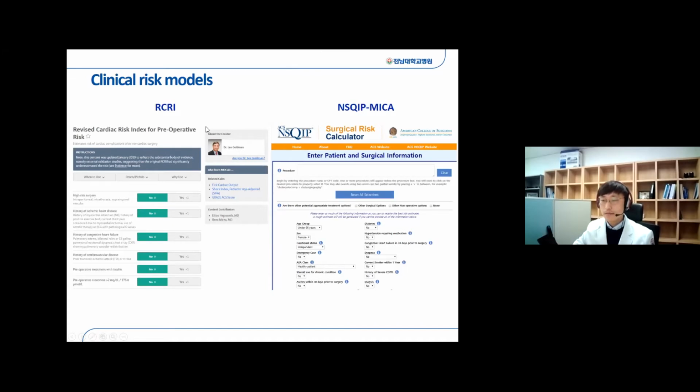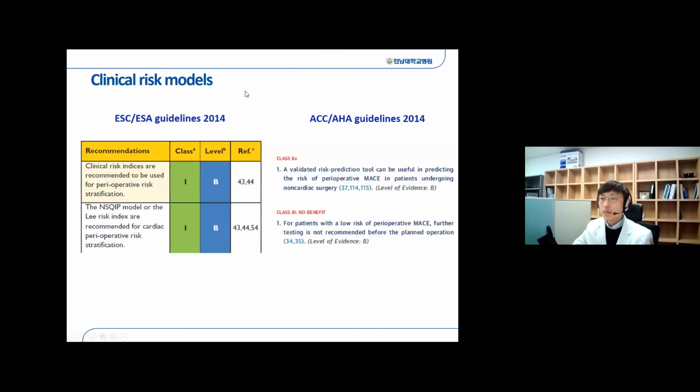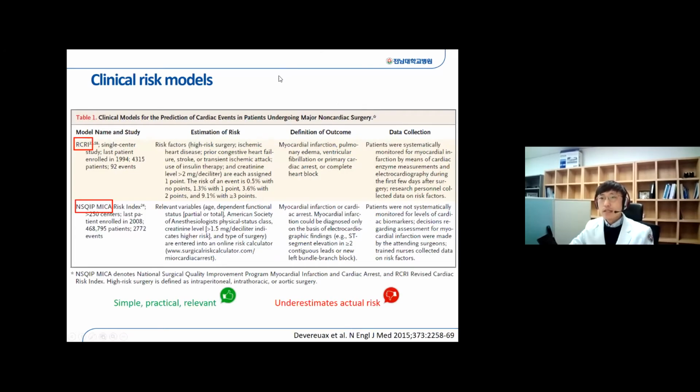which are quite easily utilizable. Both the European and American guidelines recommend using these types of risk calculations in patients undergoing non-cardiac operations. These clinical risk models are quite simple, practical, and relevant, and very easy to use with readily available clinical markers, but they tend to underestimate the actual risk in patients undergoing high-risk surgery.